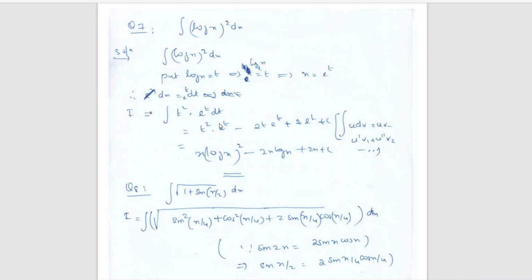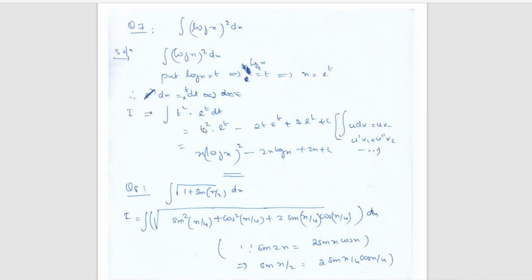Exponential function, integral e power ax dx. It is e power ax by a. The constant term is a, so you'll be getting a in the denominator. Integral e power ax dx is e power ax by a plus constant of integration c. So integral e power t is e power t only, because the constant term is 1. So e power t. uv minus u dash. What is u dash? u is t square.